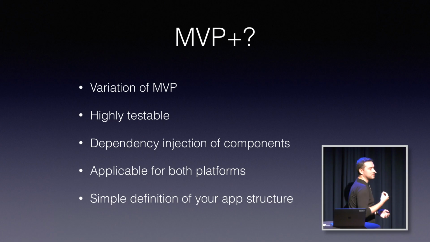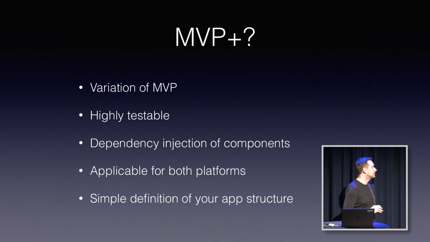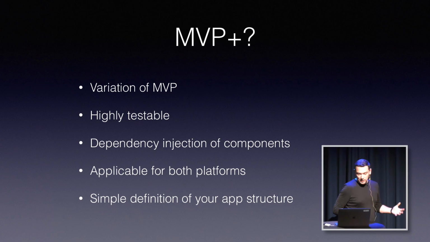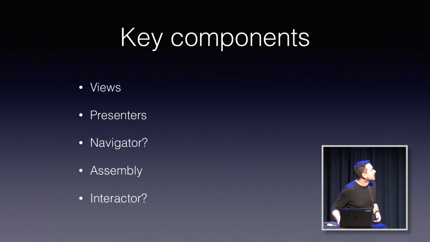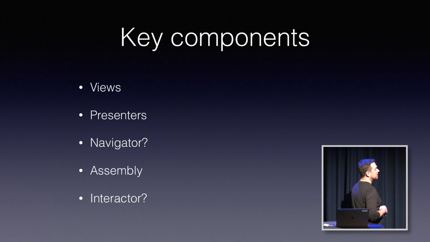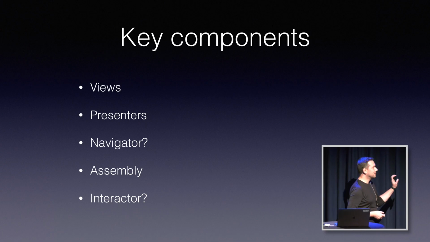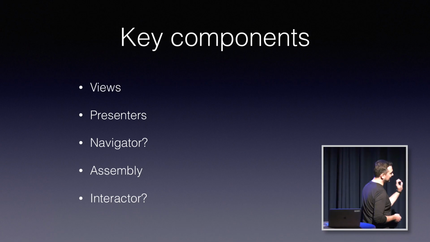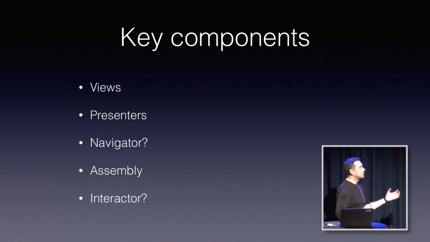And it also defines your app structure, so you don't have to dig through folders with meaningless names. The next part I want to talk about is code-wise, how this actually works. There are a few key components: views, presenters, an optional navigator, this scary-sounding thing called assembly, which is not a language, don't worry, and an interactor. In the next few slides, I would like to go through each one and explain why we do it like this and why it makes sense for us.